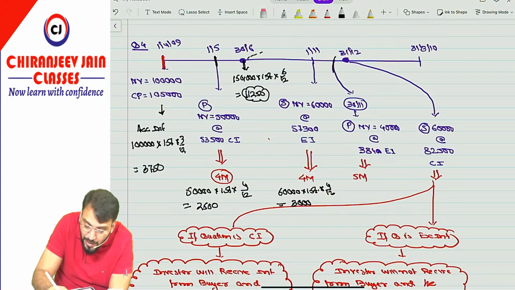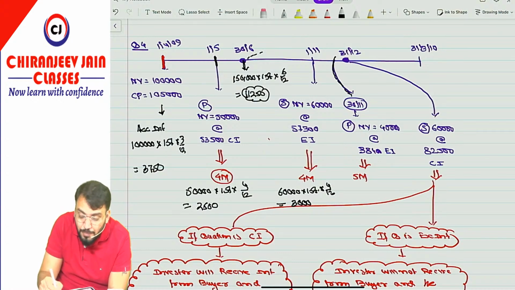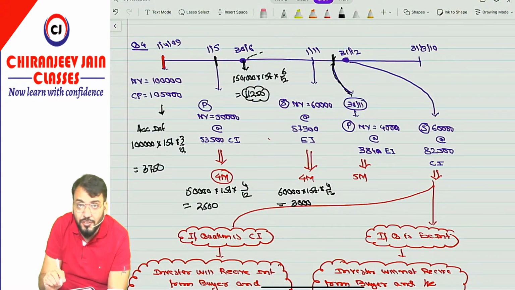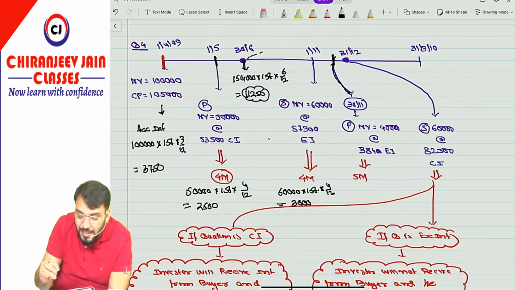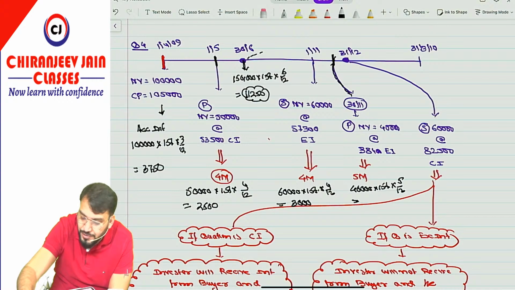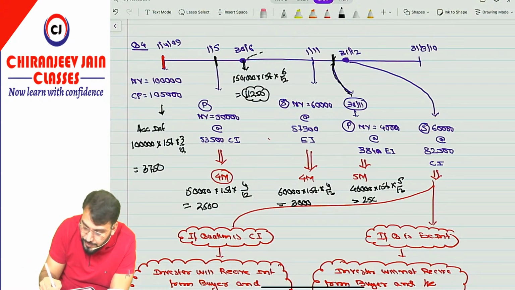Now on 30th November, what happened? Again they purchased nominal value 40,000 at 38,400. The last due date was 30th June. So July, August, September, October, November, 5 months. So 5-month interest will be paid on 40,000. So 40,000 into 15% into 5 divided by 12. If you have done this correctly, this chapter is very easy. Are you getting what I am saying? That is coming 2,500. Correct.